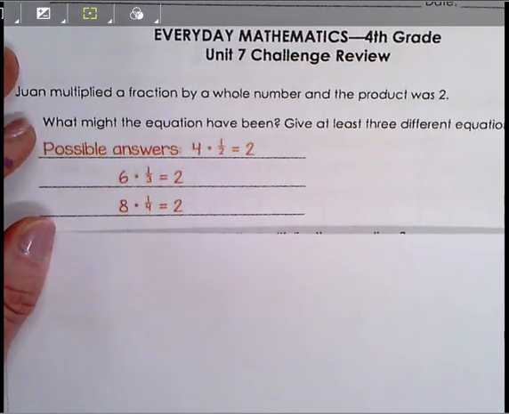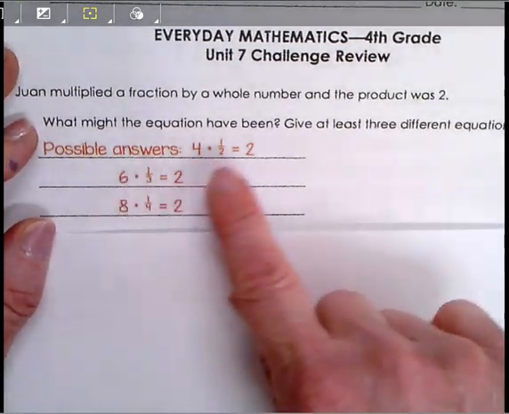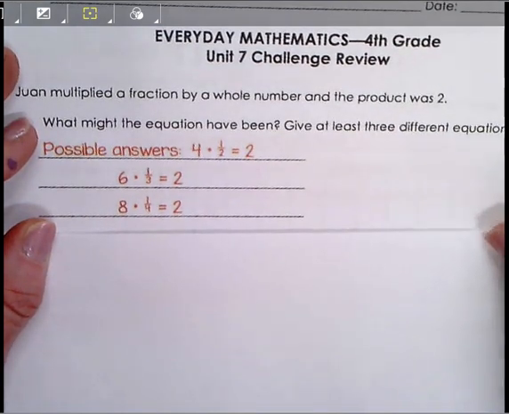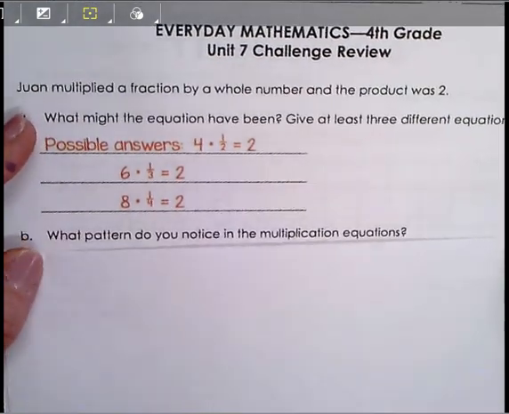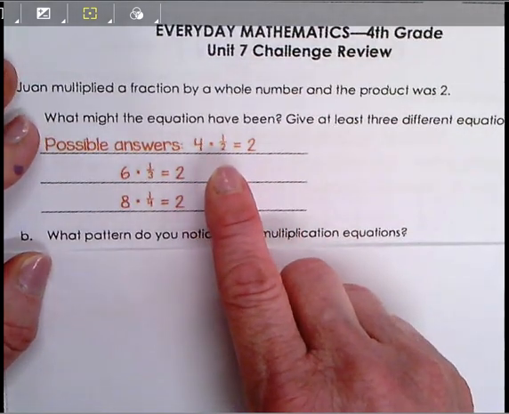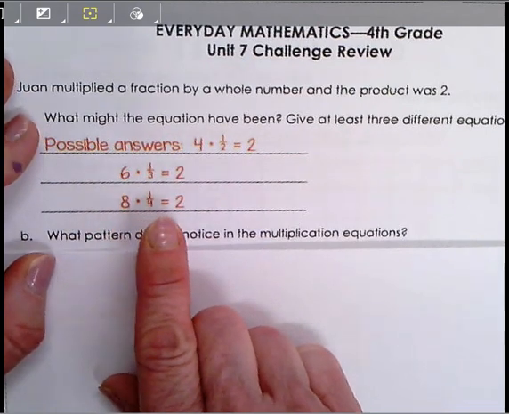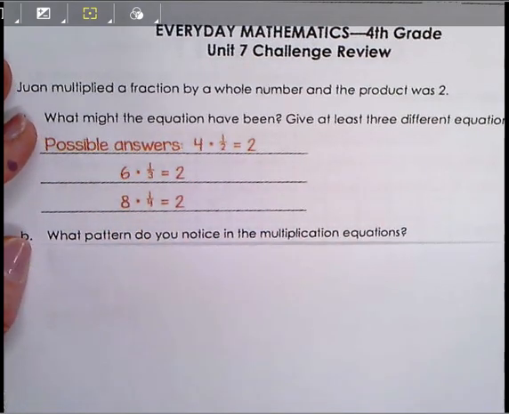There are also some other possible answers you could have done, but as you can see, you're starting to see a little pattern here, right? So what did you notice about the pattern if you look? 4 times a half, 6 times a third, 8 times 1/4. What are you noticing?